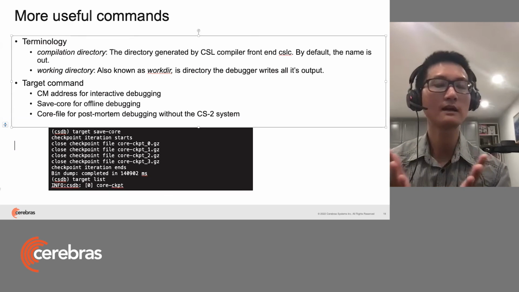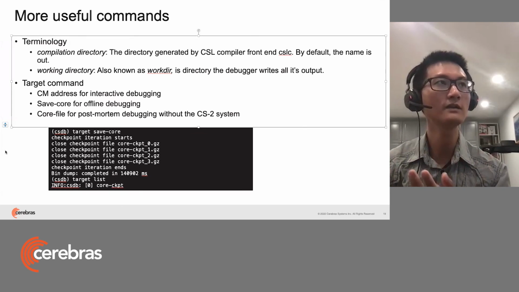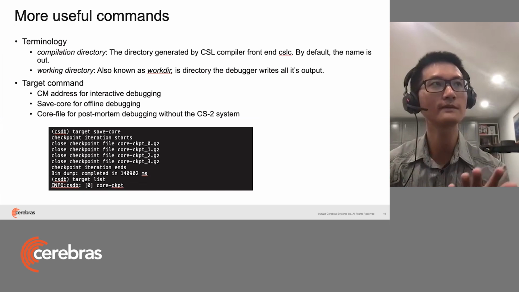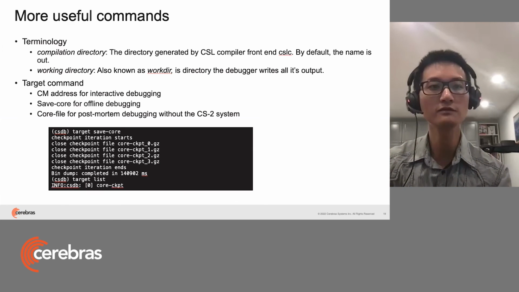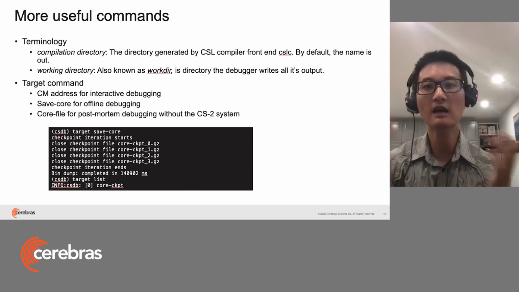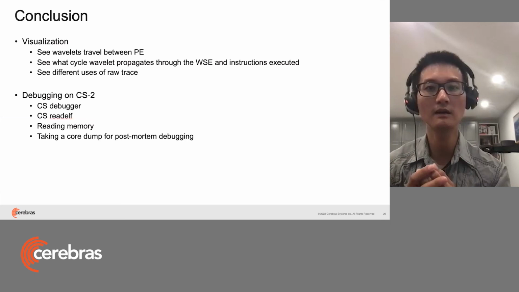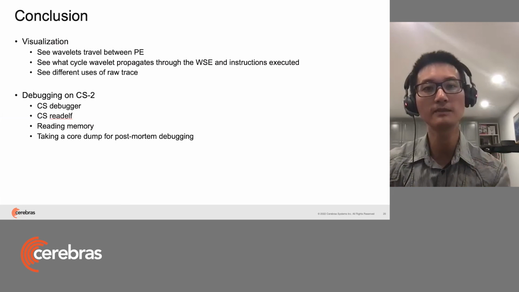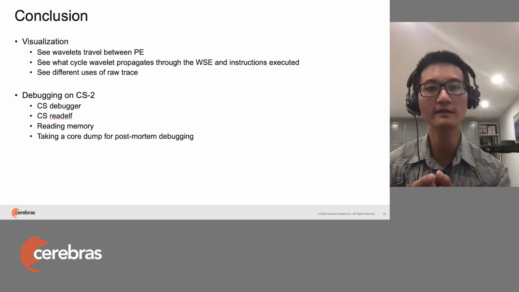Lastly, this is the last slide. I'm going to conclude today by reminding everybody of the visualization we showed. You can see how wavelets are traveling through different PEs, how long it takes to propagate through the entire wafer scale engine, and you can see the debug raw values of these wavelets, whether they're correct or not.